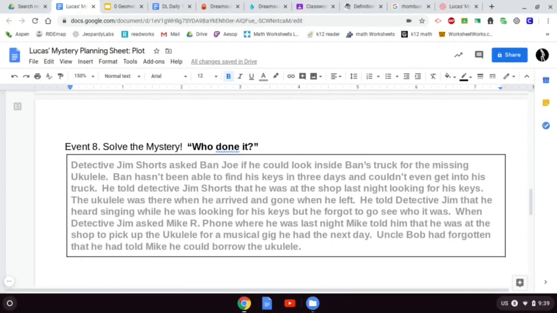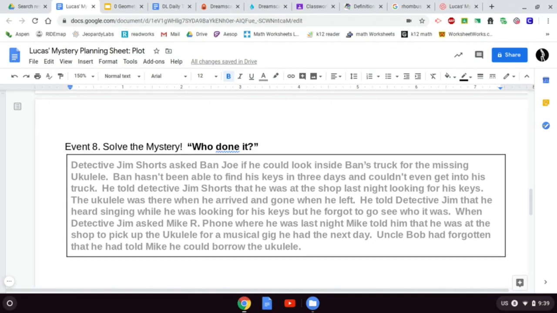Detective Jim Shorts asked Banjo if he could look inside Banjo's truck for the missing ukulele. Banjo hadn't been able to find his keys in 3 days and couldn't even get into his truck. See, remember how earlier we talked about Banjo constantly forgetting things like his truck keys? And now he's actually lost his truck keys. We used that event to push the plot forward.